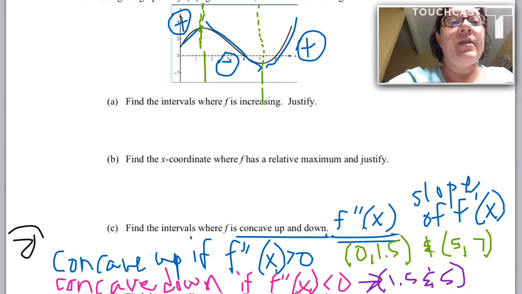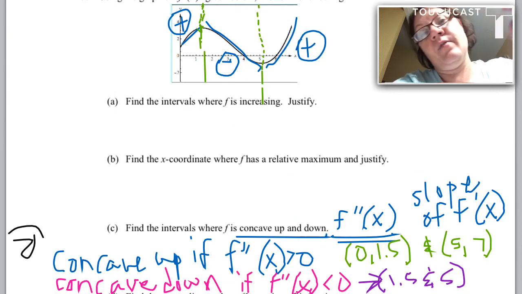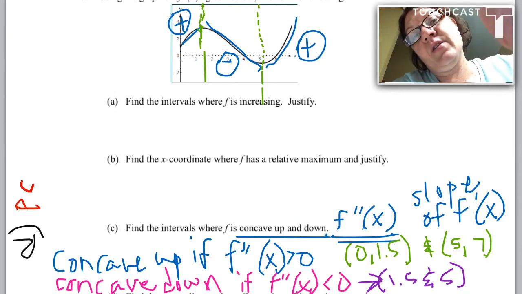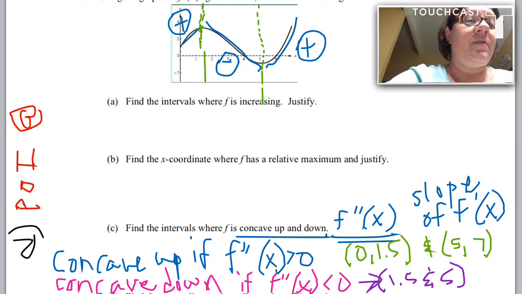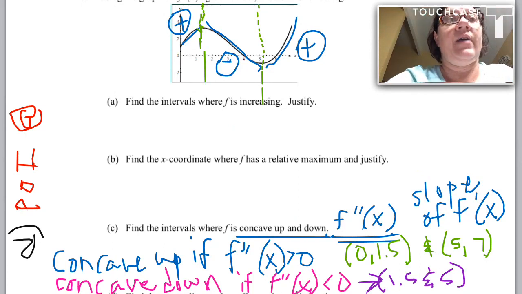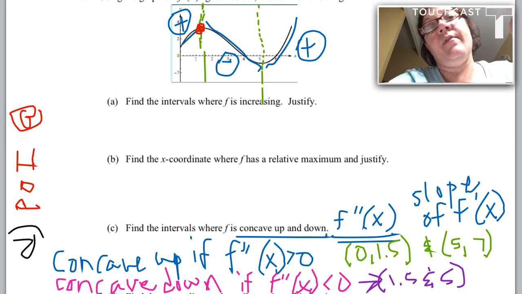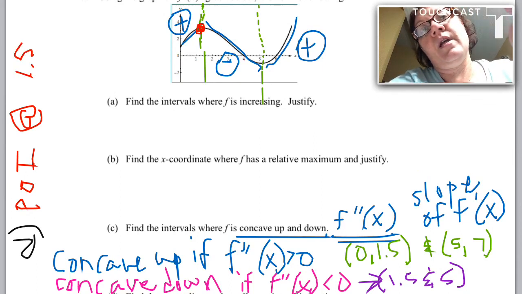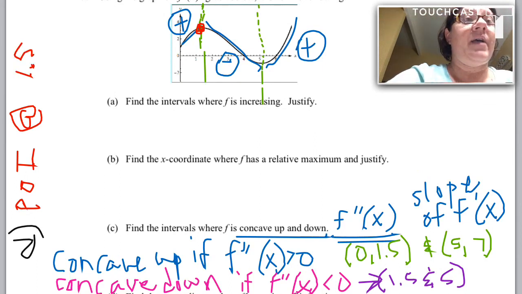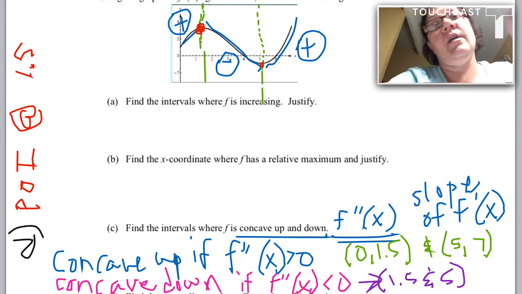And so to answer part D, remember I'll have points of inflection where it changes concavity. So I'm changing from concave up to concave down at 1.5. And I'm changing from concave down back to concave up at 5.